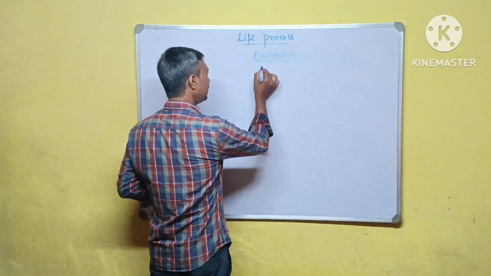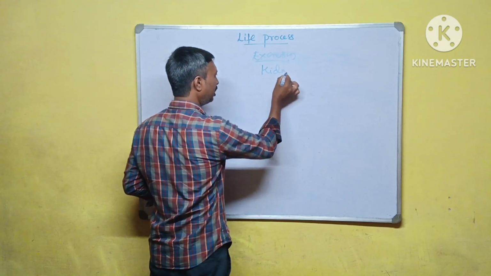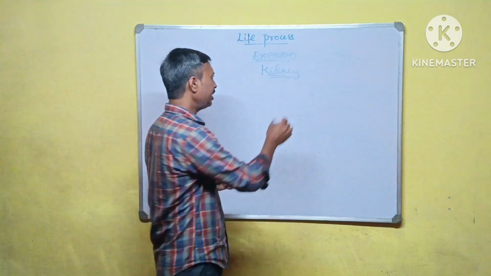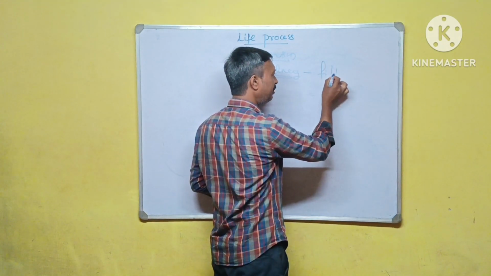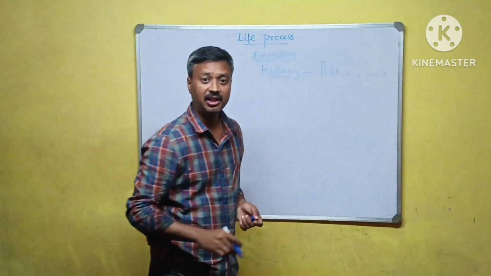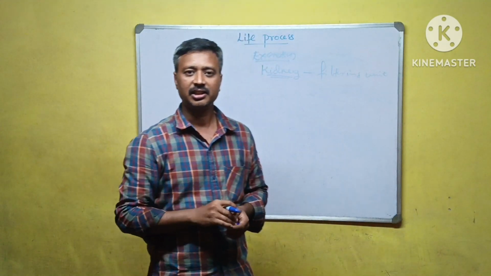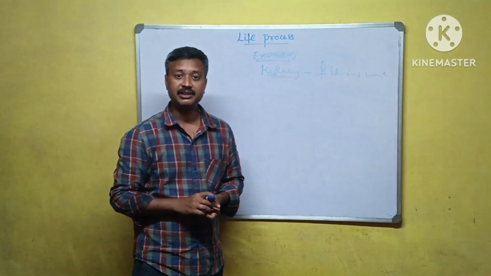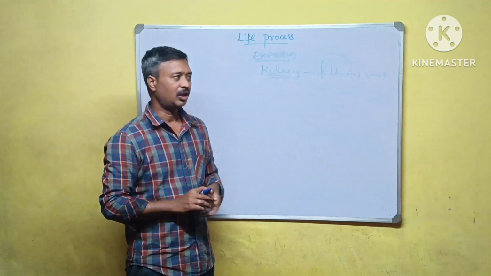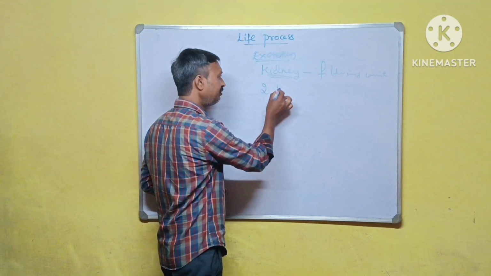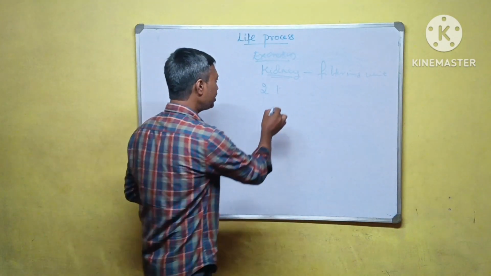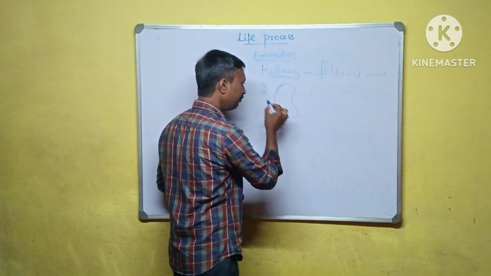Excretion takes place with the help of the kidney. The kidney is the filtering unit of the blood. Where does blood filter? In the kidney. Remember, the kidney filters the blood. How many kidneys do we have? We have two kidneys. They are bean shaped.